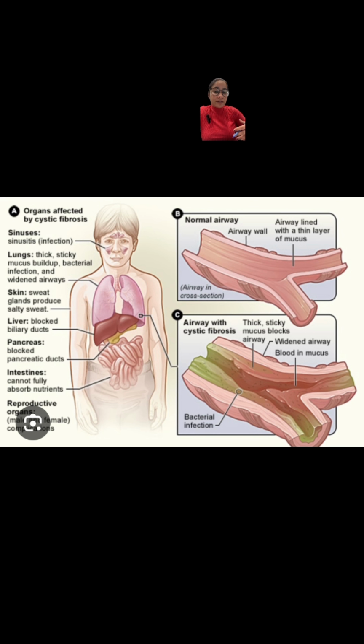And if the pancreas is blocked, of course pancreatic ducts will be blocked. And intestines, you cannot absorb nutrients, right? There will be obstruction or problems in your digestion. And then reproductive, there will be issues in puberty, and male and female reproductive problems can occur as well. So there can be some complications. Females can be infertile, right? And so there can be many problems related to these reproductive organs.